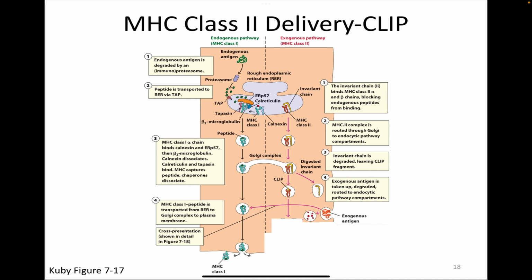As the invariant chain and class 2 are moving through these different parts of the pathway, we're getting more and more acidic. We're not all the way acidic, like lysosome pH 5, but we're getting more and more acidic. And as time goes on, invariant chain gets degraded more and more until there's only one little piece left, and it's just that little piece that's blocking the peptide binding cleft. That one little piece is known as CLIP, or the class 2 invariant peptide.